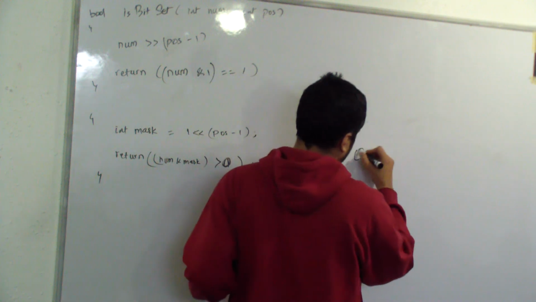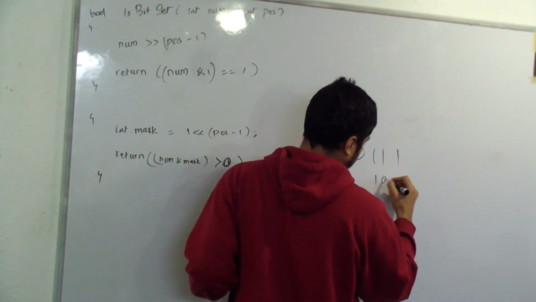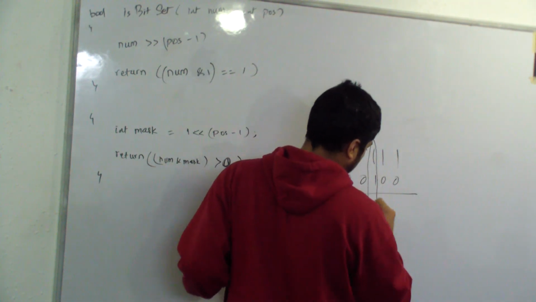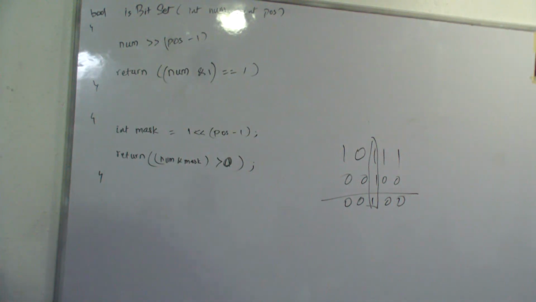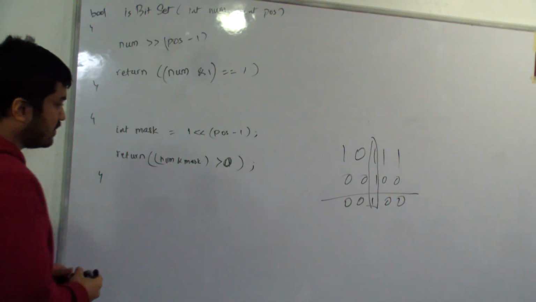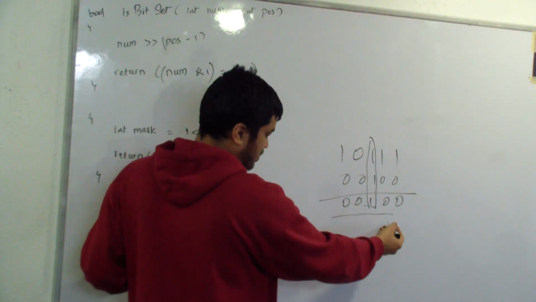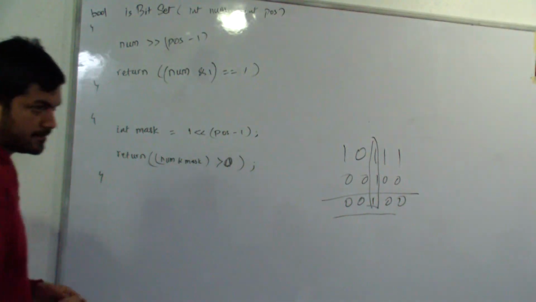So what you do is you create another number, where we get something like this, and then we AND it so that we are looking only at this bit we want to check. We create this mask number, and if the result is greater than 0, then it means it is set. Otherwise, it's not. That's what I was thinking.